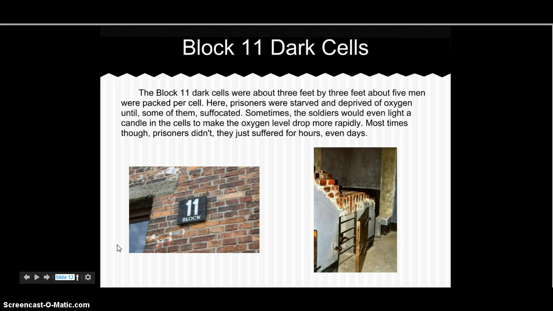Another way of torture was the Block 11 dark cells. They were 3 by 3 feet, non-lit cells which packed 5 men per cell. Here prisoners were starved and deprived of oxygen until some suffocated. But most of the time they just suffered for days.